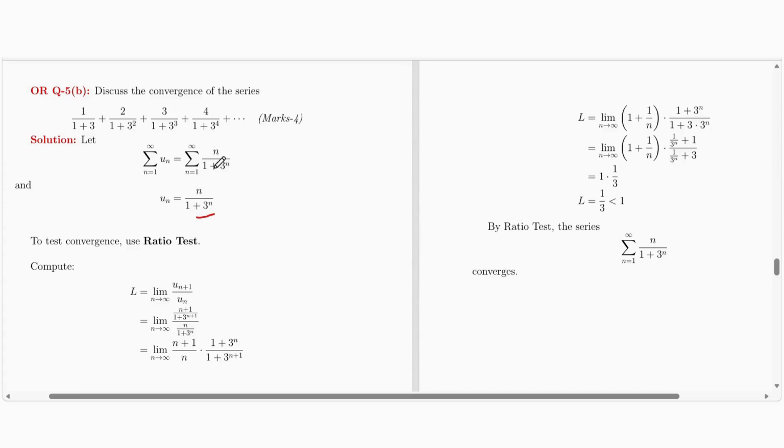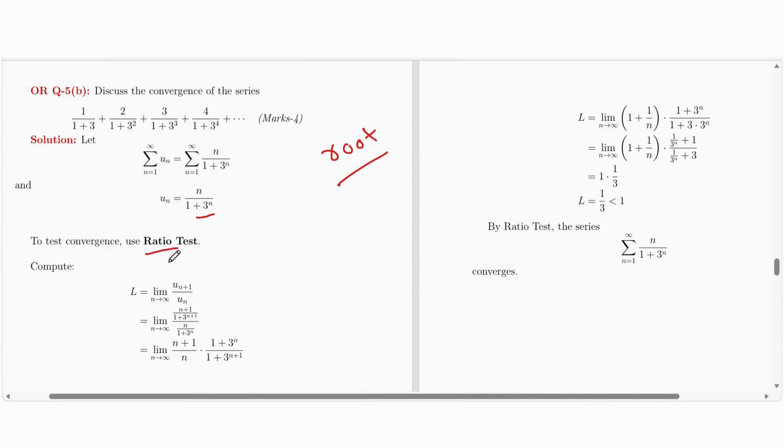Now to find the convergence of this series, observe that the power n is given. But here it is not in a separated form; the power is connected by an addition term. So we cannot use the root test here, and instead we use the ratio test. If a power of n is given, you can apply either the ratio test or the root test, but here 3 raised to n is written in an algebraic expression, so I am using the ratio test.